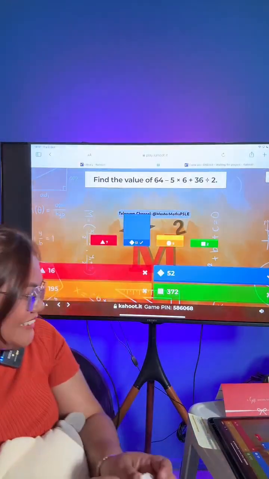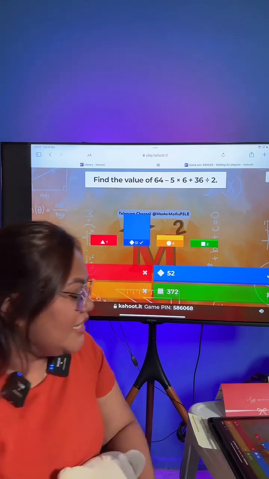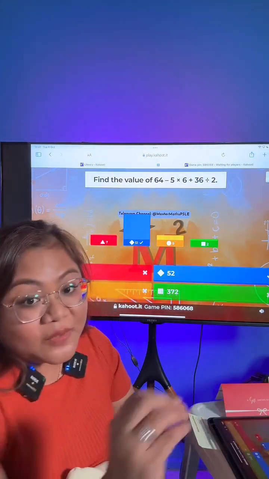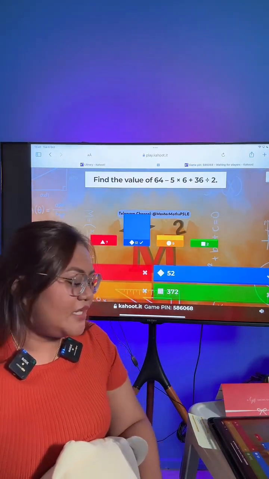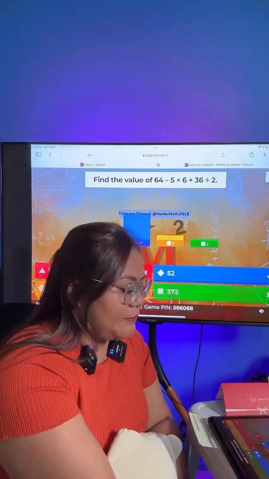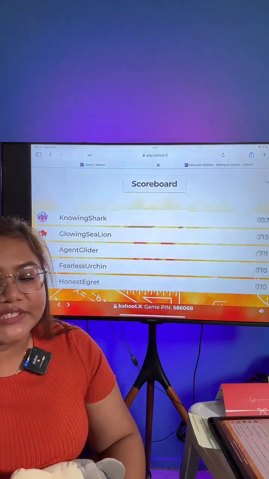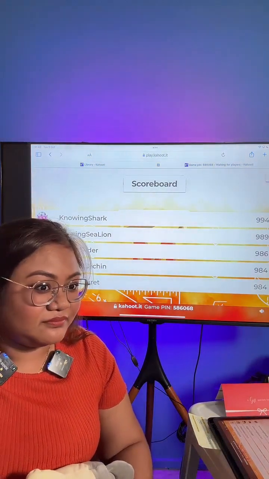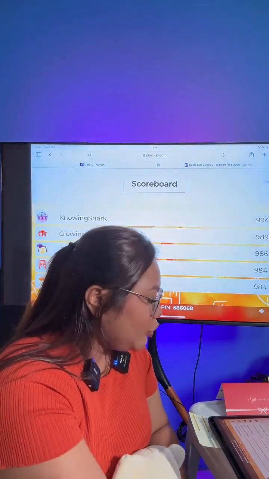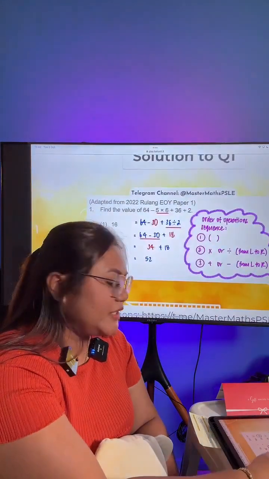Okay, so the answer is the one in blue, 52, and 51 of you got this right. So how do we solve this question? Once again, if you are not in P5 and you don't know how to solve, please hang in there, okay? This may be a little bit too challenging for you, but you can have a sense of what to expect next year. Alright, so we have knowing shark being number 1. Let's see how to solve the question here, yeah?